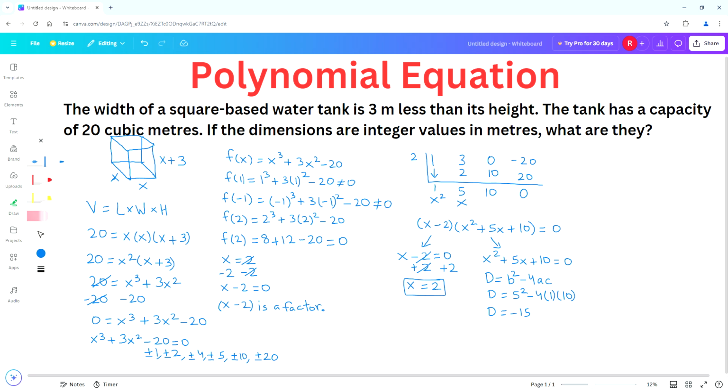We can use this x value to find the dimensions of the water tank. The length and the width of the base are 2 meters. The height of the tank is 3 meters more than the dimensions of the base. So it will be 2 plus 3, which is equal to 5. So these are the dimensions of the square-based water tank. So these are the steps you have to keep in mind to solve a problem like this one.